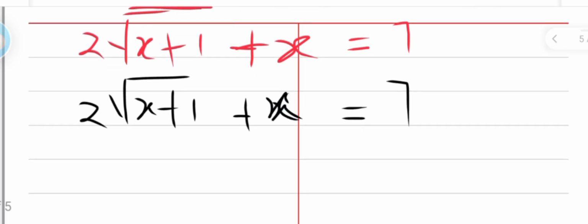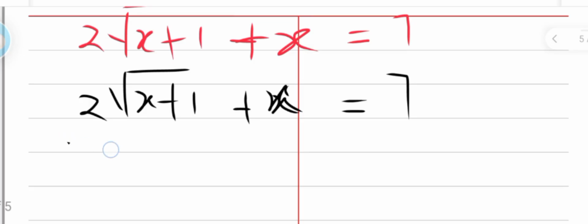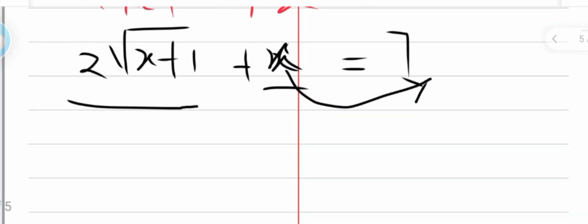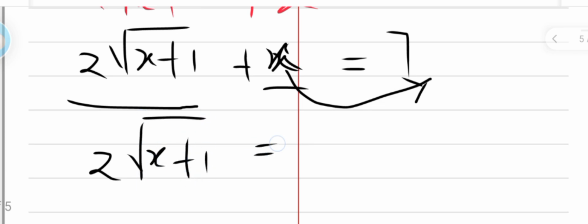What's the first thing that we do? Note that this is a set and this is not a set, so we cannot add them. So it's better we take our x to the right hand side. So in doing so, we will have 2 root x plus 1, and that is equal to 7 minus what? X. Why? Because we are adding the additive inverse to both sides of the equation. In that case, x will move from the right hand side to the left hand side.